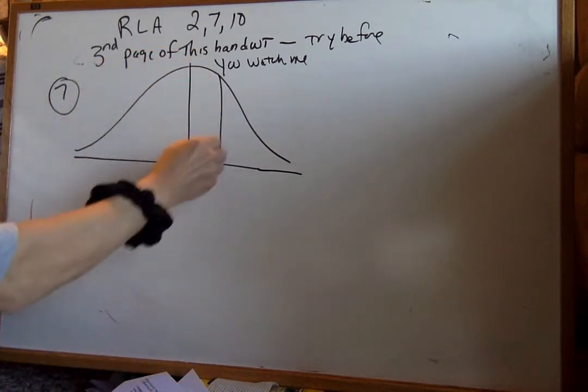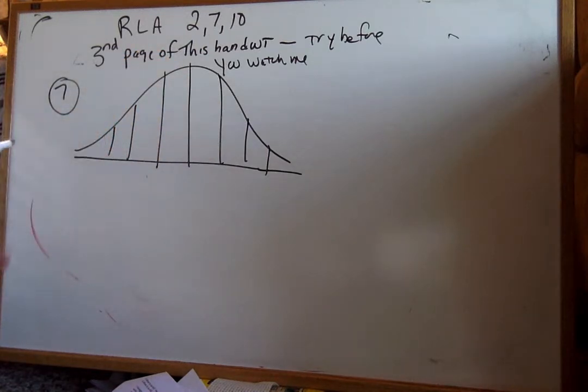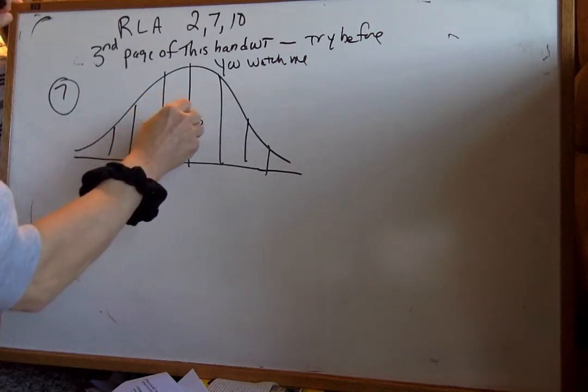All right, 1, 2, 3, 1, 2, 3. Little review of the empirical rule for the final exam. That's not going to be that far from now.